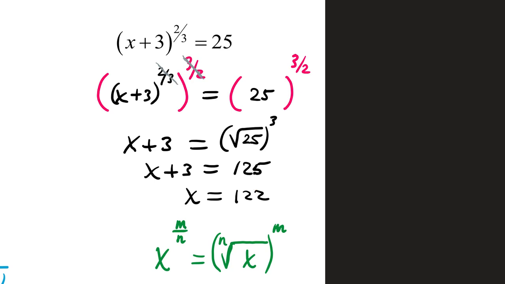If you were to check this answer, 122 plus 3 is 125. Cube root of 125 is 5. Squared is 25. So it definitely does work.